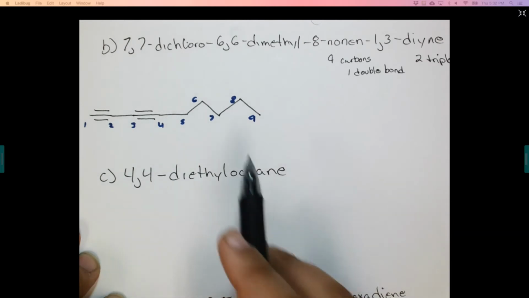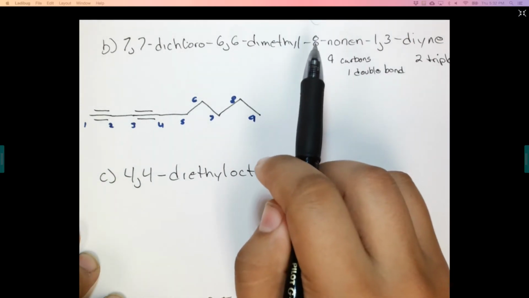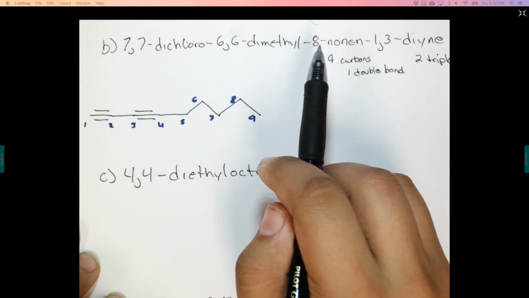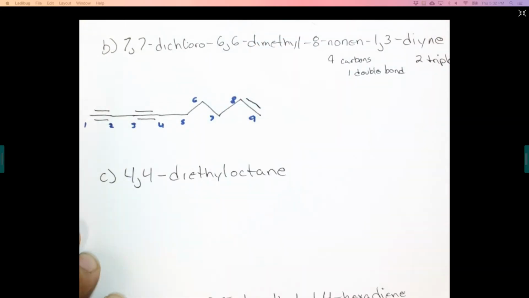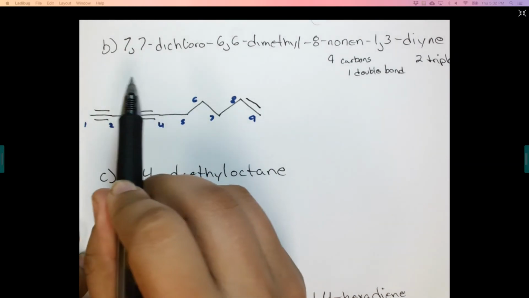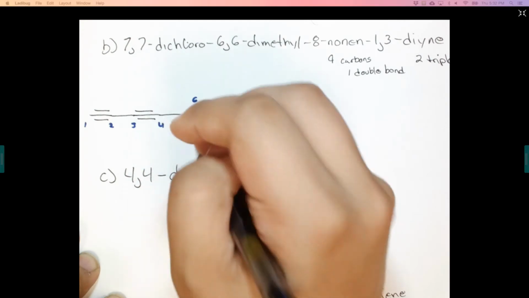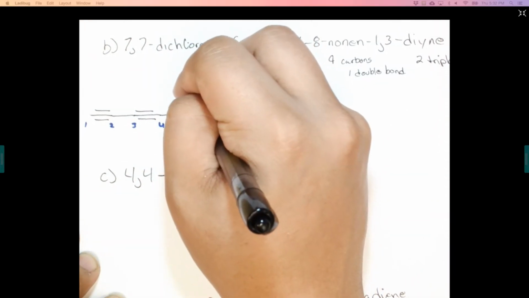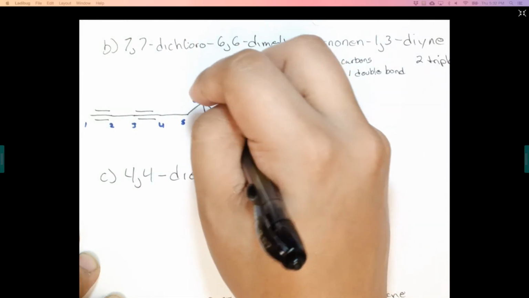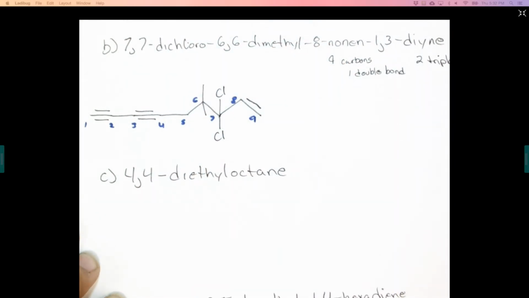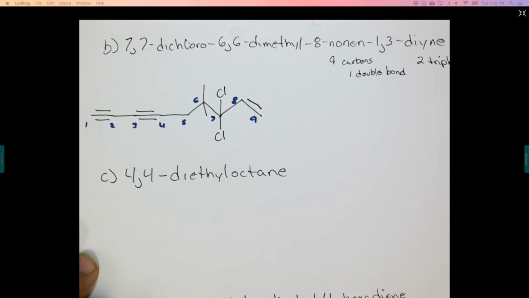Now we want to take a look at 8. Remember, we have a double bond, 8-nonene, so let's put that double bond in there. Then our substituents are at 6 and 7. We got 6,6-dimethyl, and then we got 7,7-dichloro. And we have a finalized complete molecule.